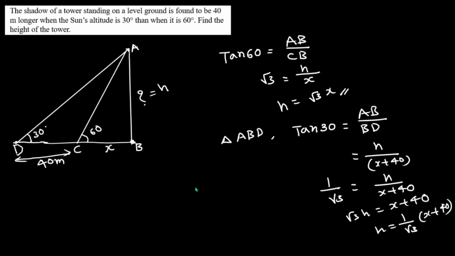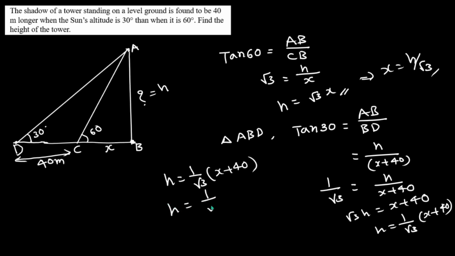Okay, let's rewrite this same thing here. H is equal to 1 by root 3 into X plus 40. We know X, right? From this equation, X is equal to H by root 3. So, let's write H is equal to 1 by root 3 into, what is the X? H by root 3, plus 40. If we simplify this one, H by 3 plus 40 by root 3.